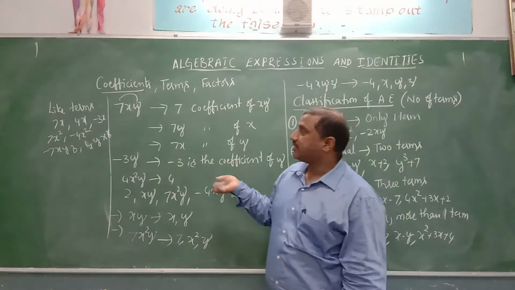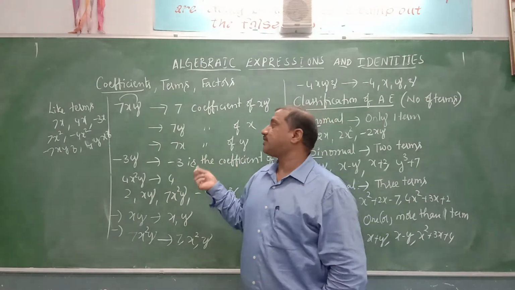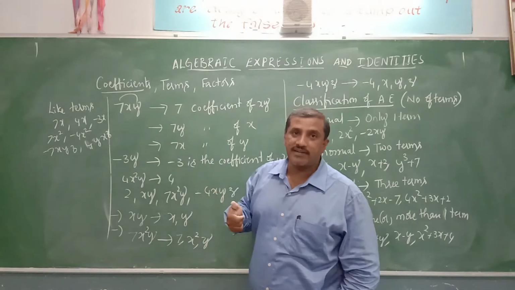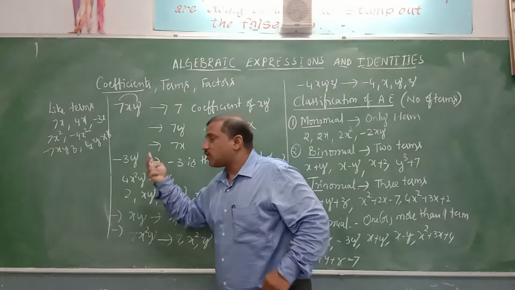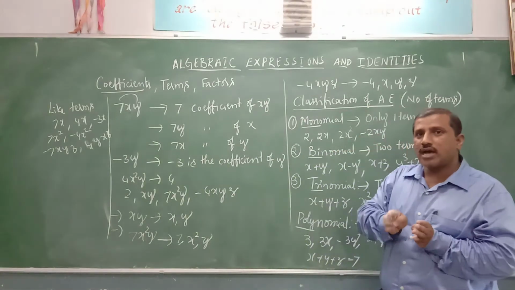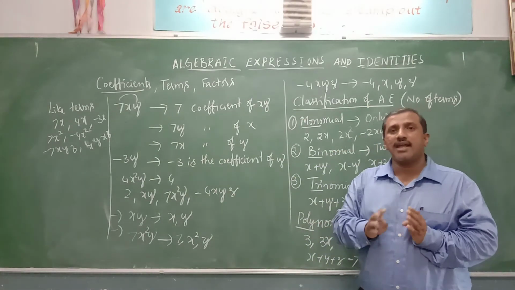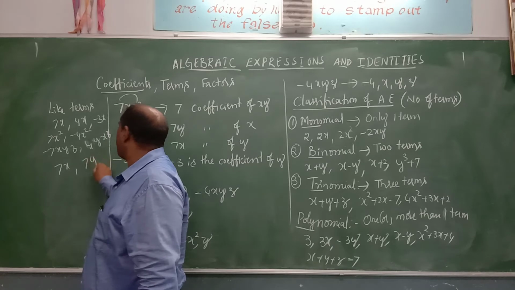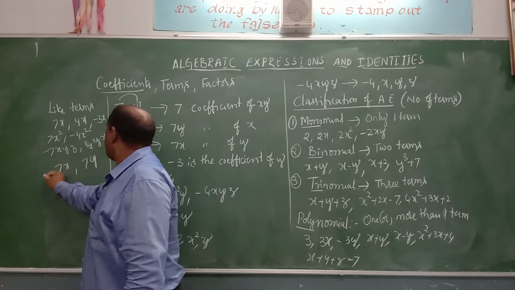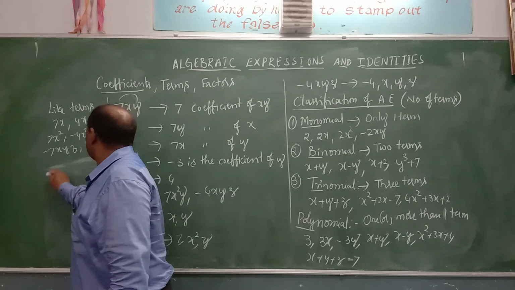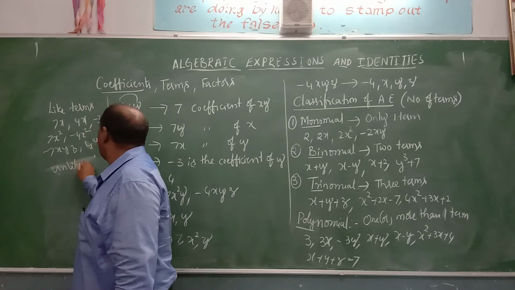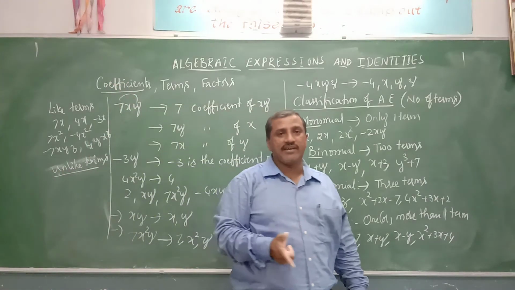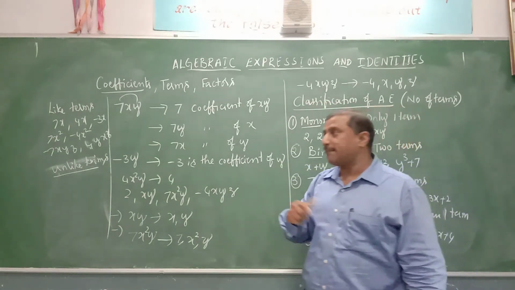What about unlike terms? Unlike terms are the terms which contain different variables, or the same variable with different powers. So how can you identify unlike terms? They should have different variables or different powers. For example, 7x and 7y, are they like terms? These are unlike terms. What are unlike terms? Unlike terms are the terms which contain different variables or the same variables with different powers.